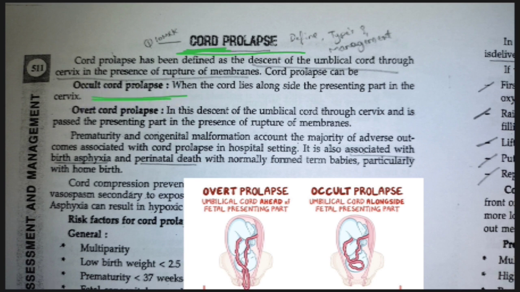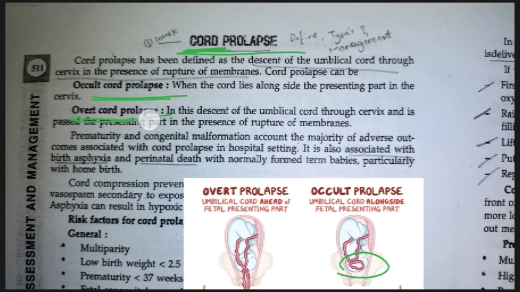One is occulta cord prolapse. Second is overt cord prolapse. Occulta is nothing but, beside the baby, the umbilical cord will be visible. Generally, it will not be visible. In normal delivery, only the baby's head or the baby's leg will be visible, based on the presentation. If it is a normal presentation, the baby's head will be visible. If it is a breech presentation, the baby's leg will be visible. But the umbilical cord will not be visible. While in this condition, along with the baby's head or leg, the umbilical cord also will be visible. You can see here in the pic.